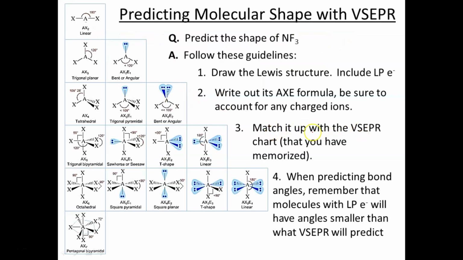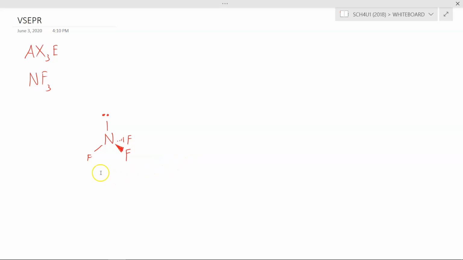We can then match it up with the VSEPR chart, or if you have it memorized. And then from there, predict the bond angles, just keeping in mind that lone pair electrons will make those angles slightly smaller than what VSEPR would normally predict. Now let's try relating this back to our lesson from last day regarding hybridization.